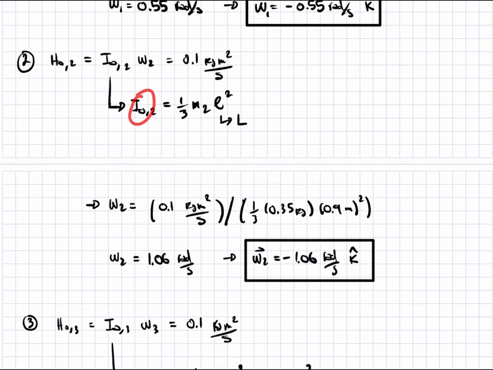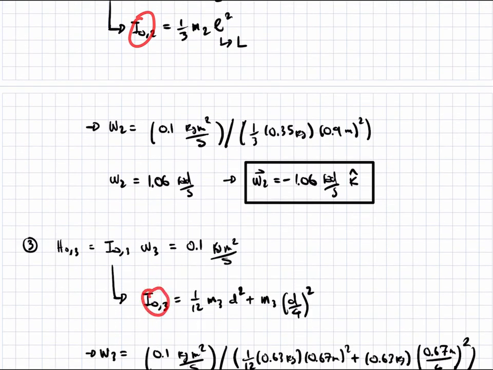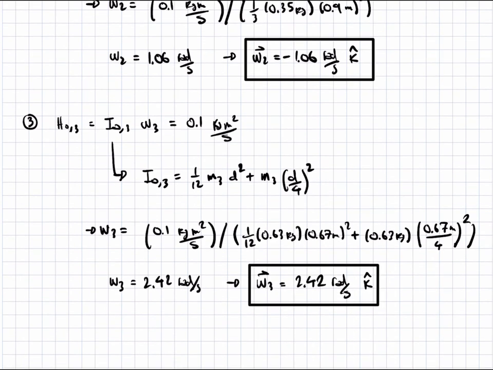Inertia. So as you move closer, this inertia will get smaller, so then your angular velocity will get larger to compensate and maintain this angular momentum constant.